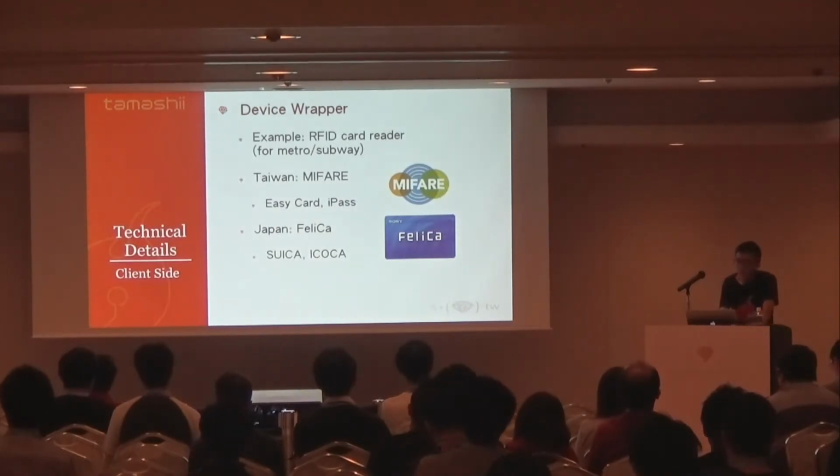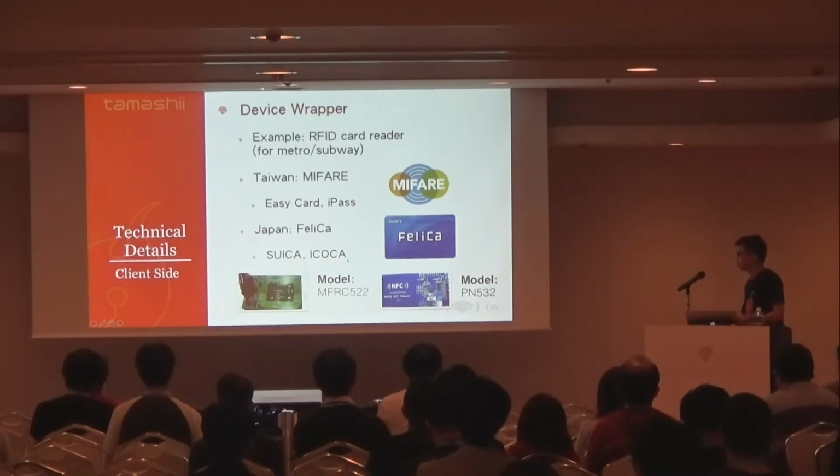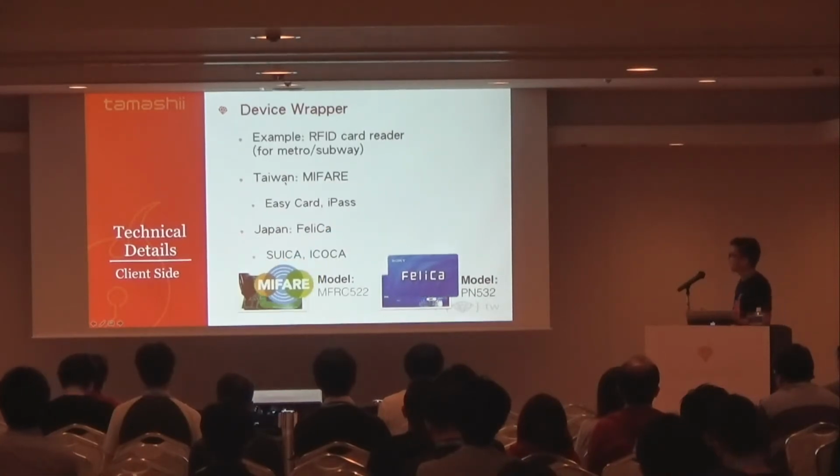Another example for the device wrapper is the RFID reader for the metro system in Japan or Taiwan. We know in Taiwan we have EasyCard or iPass for Taipei Metro. It's based on the MIFARE system. Meanwhile, the FeliCa system is used in Japan's Suica or ICOCA. This was developed by Sony. And we know that different countries use different card readers. For example, we may need to use this MFRC522 to read the MIFARE card, and we may need to use the PN532 card reader for the FeliCa system.